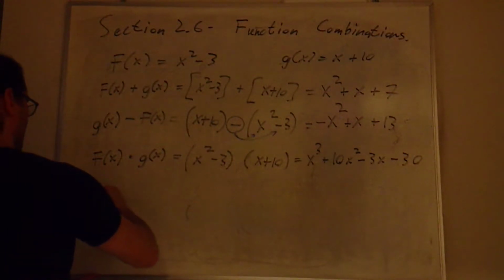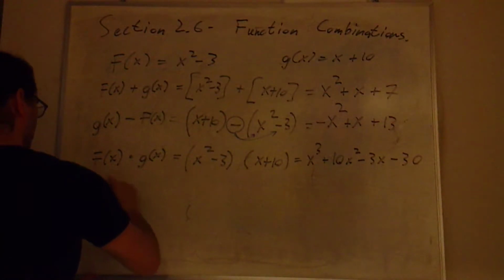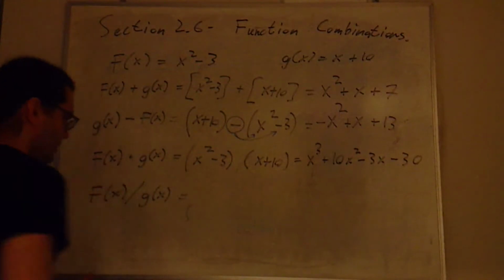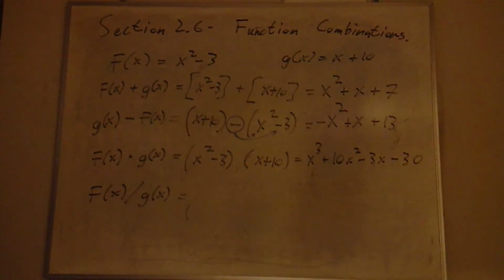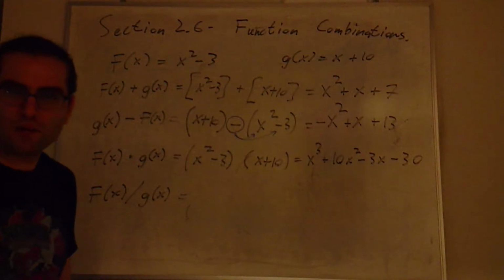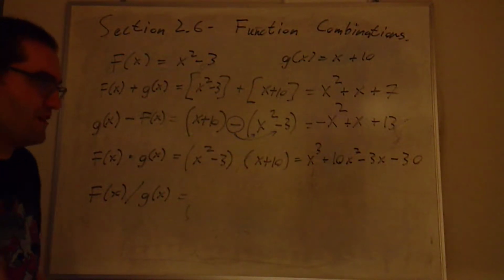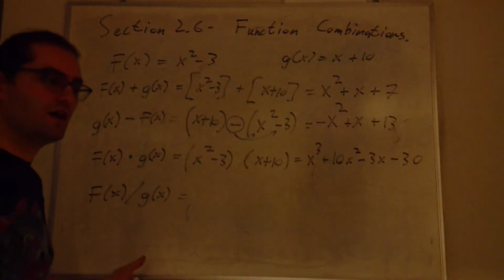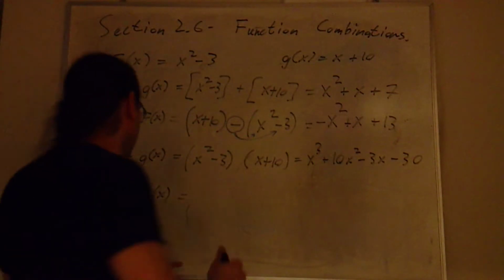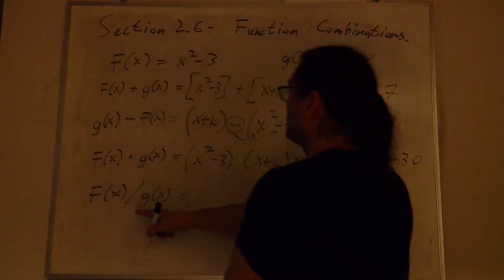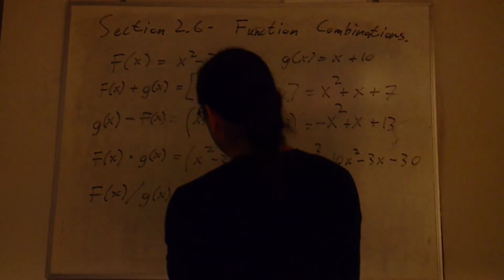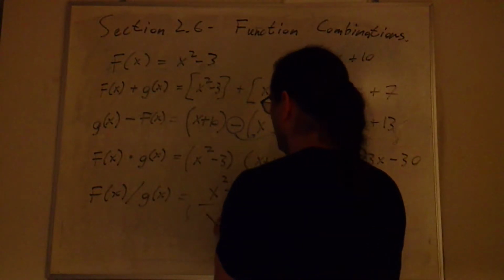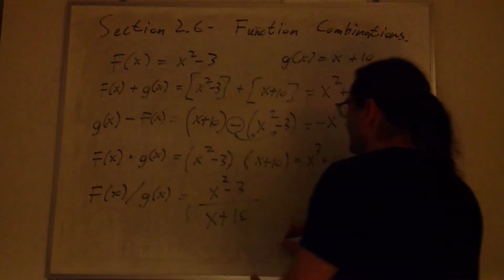We can also divide these guys. F of x over g of x. A lot of times dividing these guys is just going to mean you write one on top of the other and then you're done, you're finished, you call it a day. Sometimes you'll have to simplify these things. We'll talk about what that looks like in a second. I'm going to start just by writing these with a division sign. This will be x squared minus 3, that's f of x, goes on top. X plus 10 is g of x, that goes on bottom.